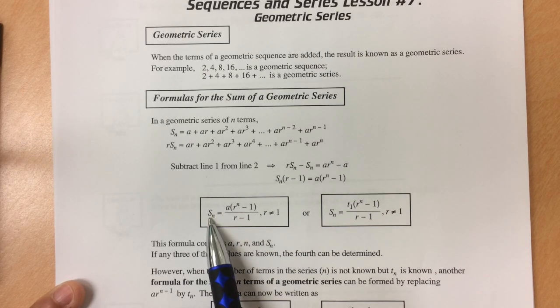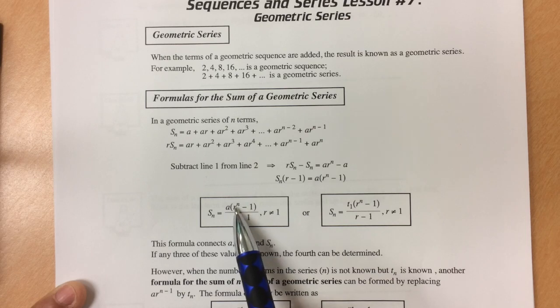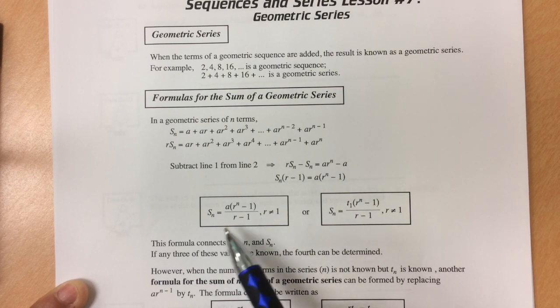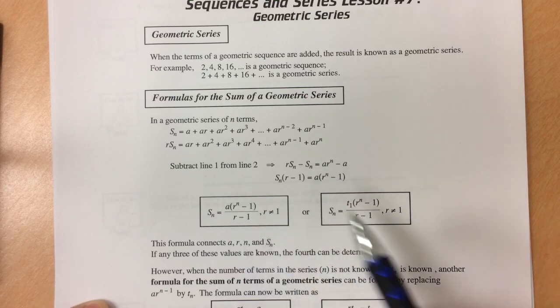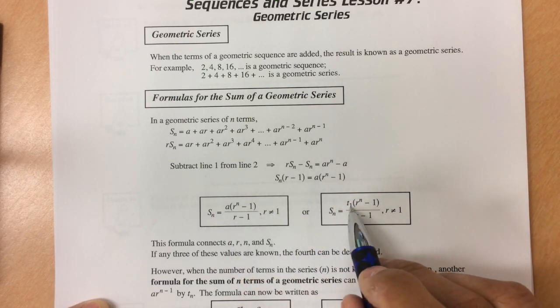I have the sum of my n terms is equal to a, which is term 1, times my common ratio to the nth power, minus 1, divided by my common ratio, minus 1. And keep in mind that the ratio, r, cannot equal 1, because then you're going to be dividing by 0. And so this is the same formula, but the only difference is a is substituted with t1.